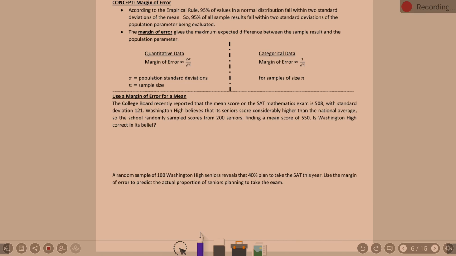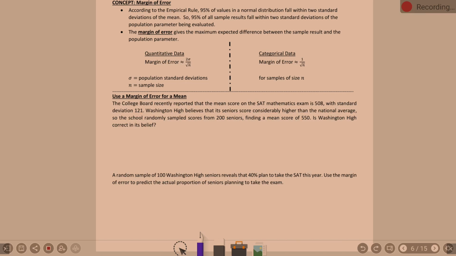Now, we have two different formulas, and which one you use depends on the situation. We have the quantitative data formula: the margin of error is 2 sigma over the square root of n. Remember, sigma is the standard deviation of a population, and n is just the sample size. Remember we previously in this chapter talked about quantitative versus categorical. Quantitative means your data is based on numbers. As opposed to categorical data, where it's more of which category things fit into. Maybe numbers are involved, maybe they aren't. The margin of error for categorical data is 1 divided by the square root of n, where n is the sample size.